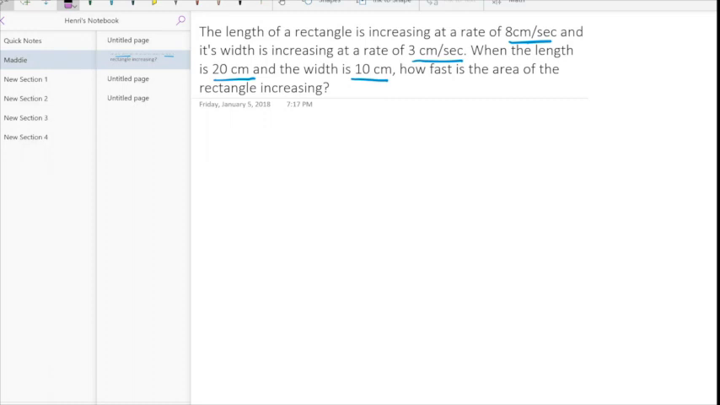Hello everybody, my name is Maddie and today I'm going to do a related rates problem. And related rates is one of the topics in calculus that is very important.